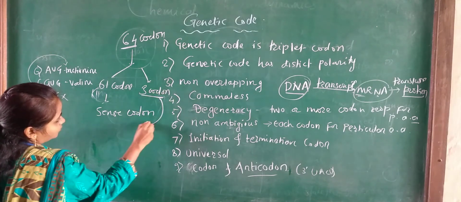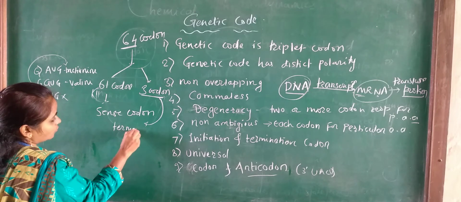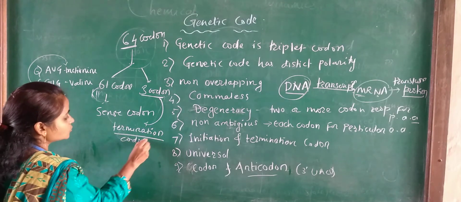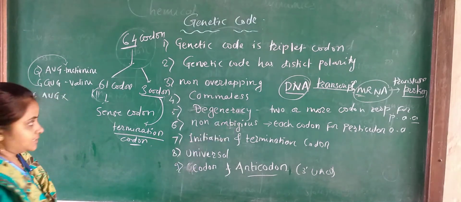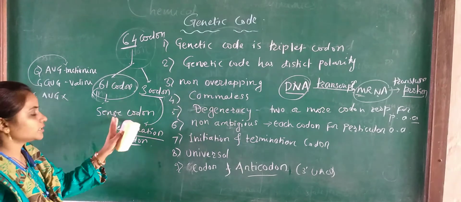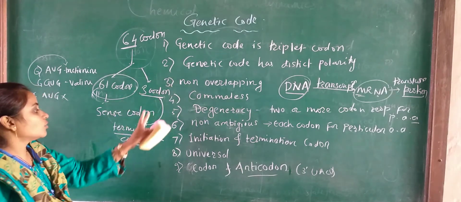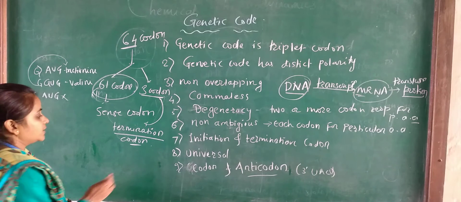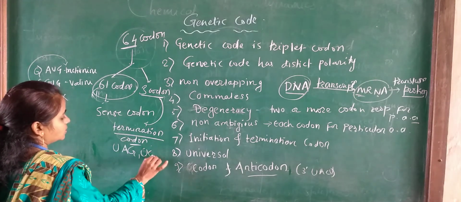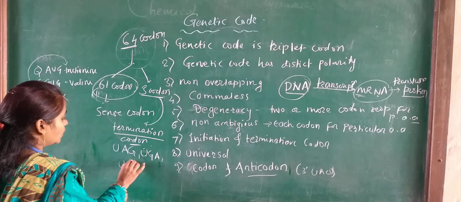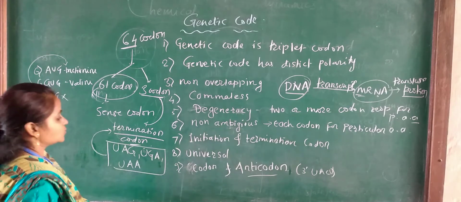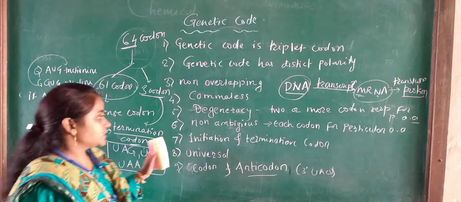Sense codon, and three codons are termination codons. Means these three codons are responsible to stop the protein synthesis. So we are saying that out of 64, 61 codons are sense codons, and 3 codons are called termination codons. And these termination codons are UAG, UGA and UAA. These three are termination codons which are responsible to stop the protein synthesis.